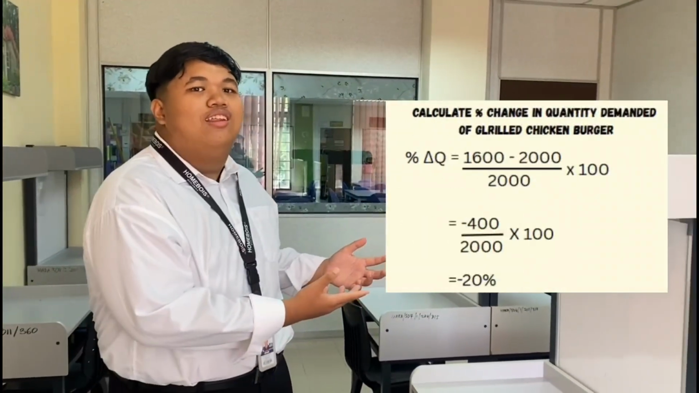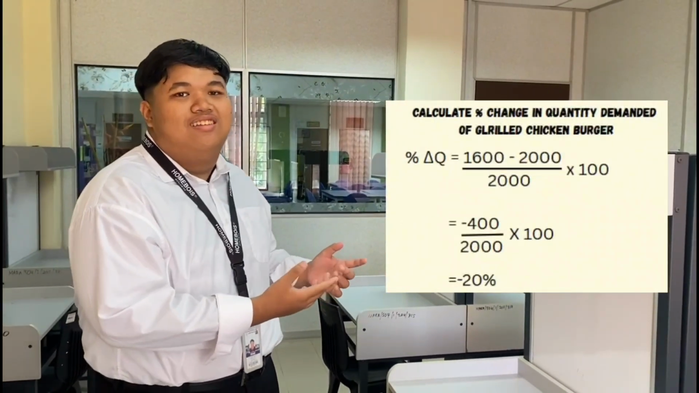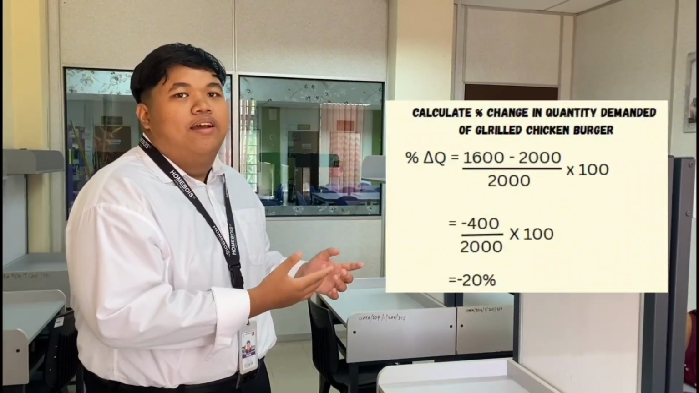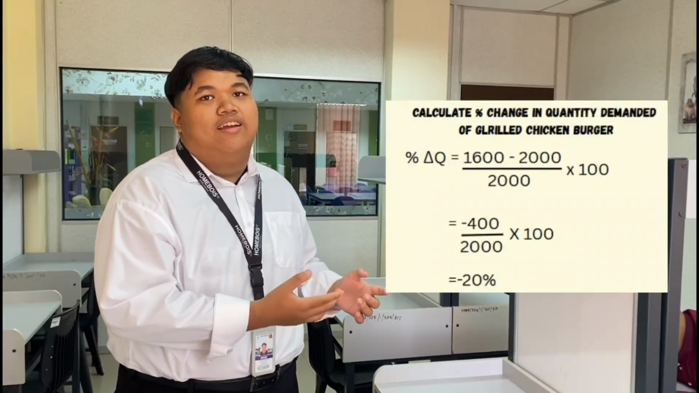The quantity decreased from 2,000 units to 1,600 units. The calculation is percentage change in quantity demanded equal to 1,600 units minus 2,000, divided by 2,000, times 100. The answer is negative 20%.